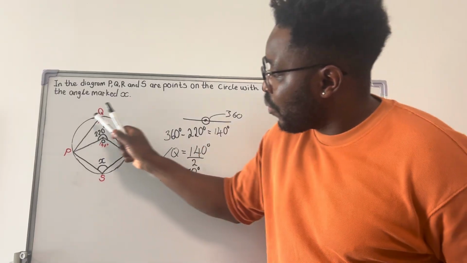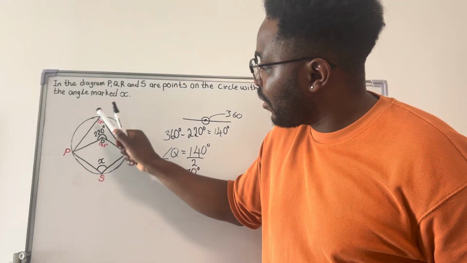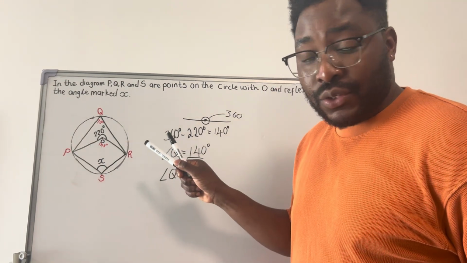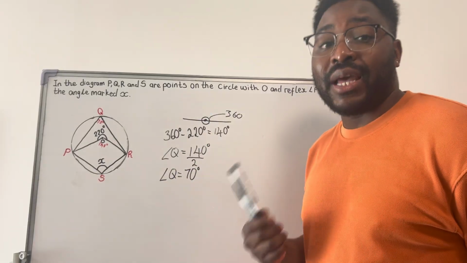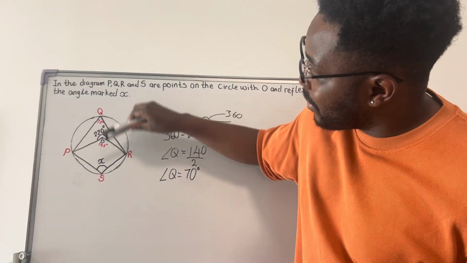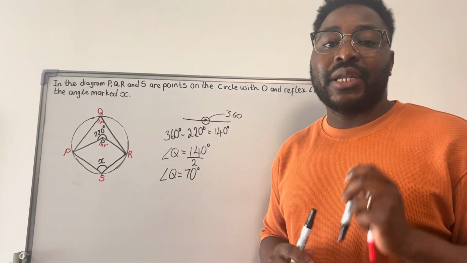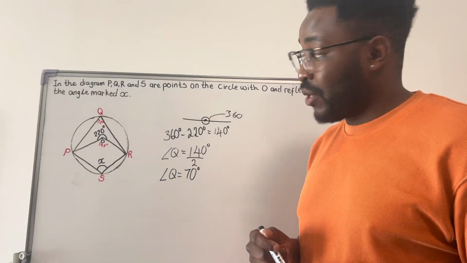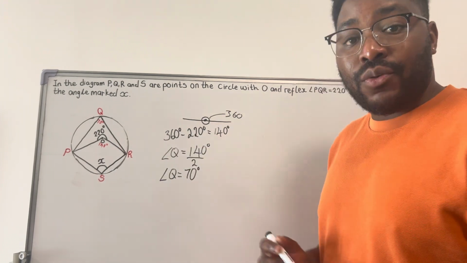We now have to look at what's happening around the circumference. If we look at points P, Q, R, and S, they all lie on the circumference, right? So PQRS is a cyclic quadrilateral. And we do know that using the second theorem, opposite angles in a cyclic quadrilateral add up to 180. So we can now find our angle X, because angle Q is opposite to angle X. So how are we going to do that?